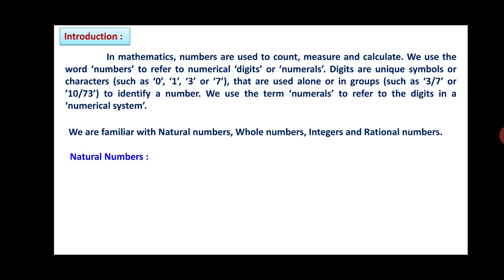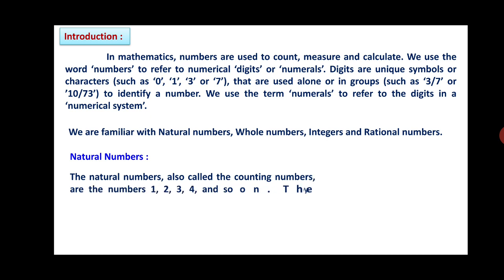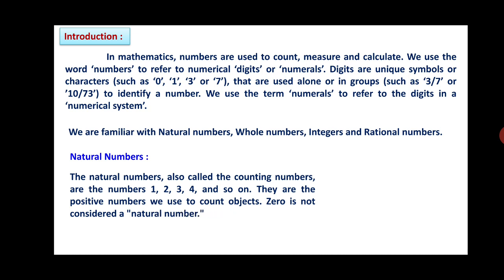Let us see natural numbers. The natural numbers, also called the counting numbers, are the numbers 1, 2, 3, 4, and so on. They are the positive numbers we use to count objects. 0 is not considered a natural number. In the adjoining figure, you can see the set of natural numbers as an example.